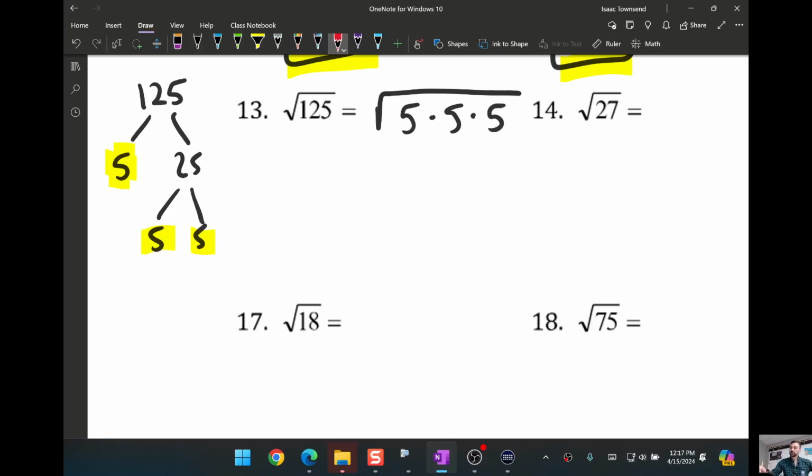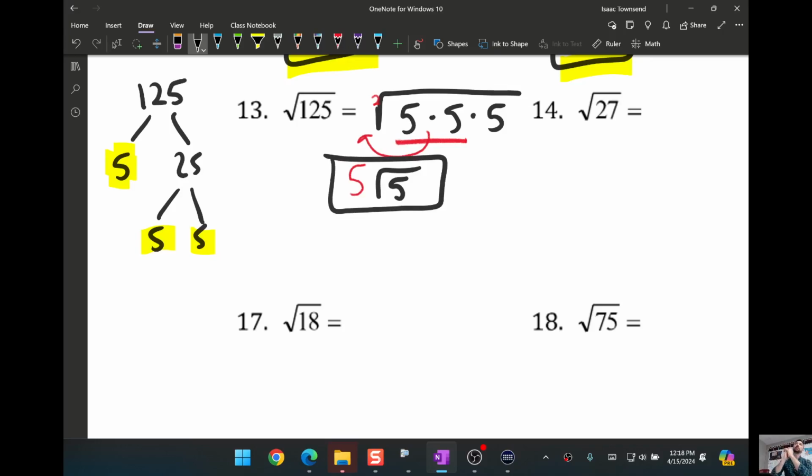And because this is a square root, I need two of the same thing under the square root to pull out one of them outside of the square root. So these two 5s can group up together and become a single 5 outside. And then this 5 had nobody to pair up with, so he's stuck under the square root. Square root of 125 is 5 square root of 5. We're going to need this for quadratic formula on the next page or two.